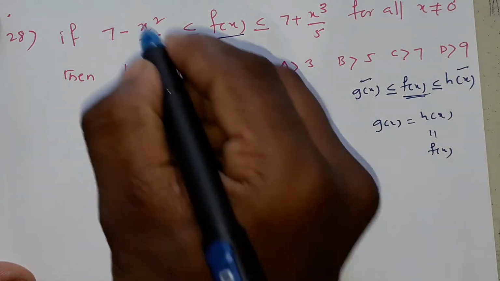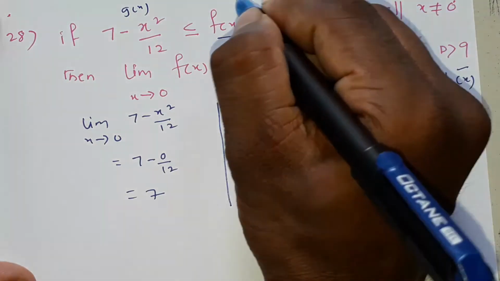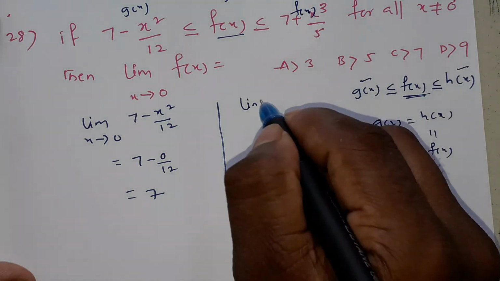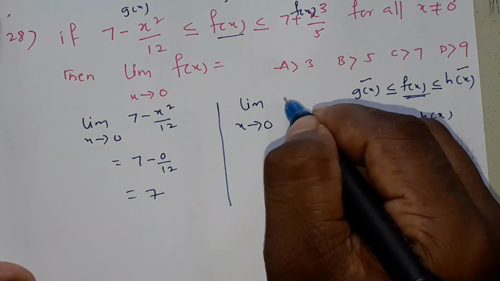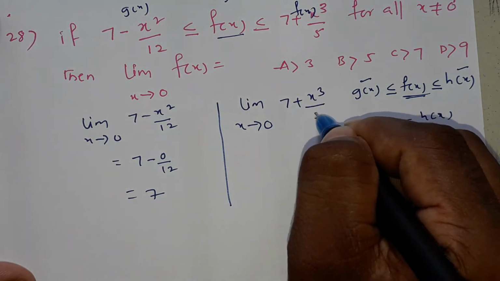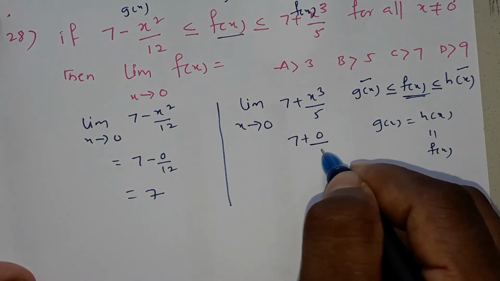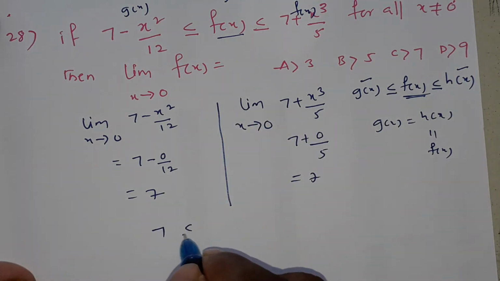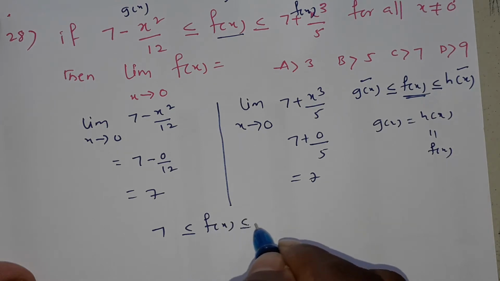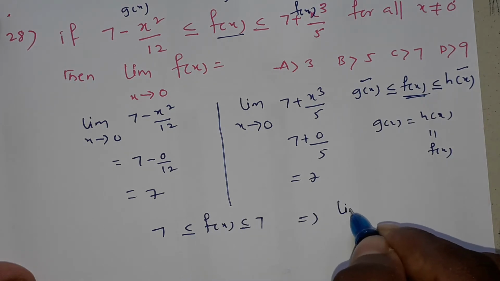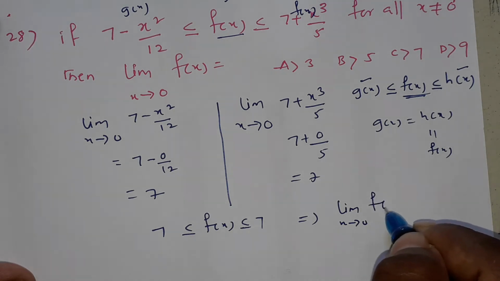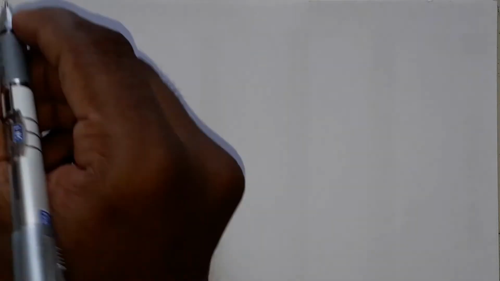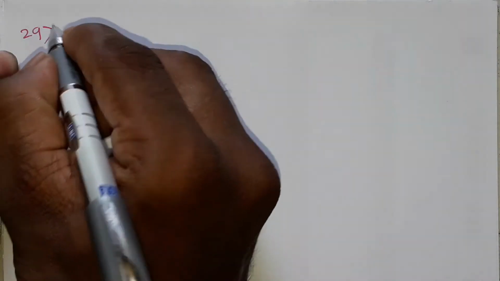Next we take another function. This one is the g of x, and this one is the f of x. Apply the other one: limit x tends to 0 of 7 plus x cube by 5. In place of x we apply 0. The answer is 7. So 7 is less than or equal to f of x, less than or equal to 7. That's why limit x tends to 0 f of x is equal to 7. Option C is the answer. This is a simple question.